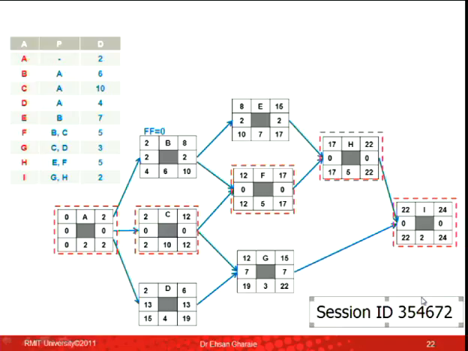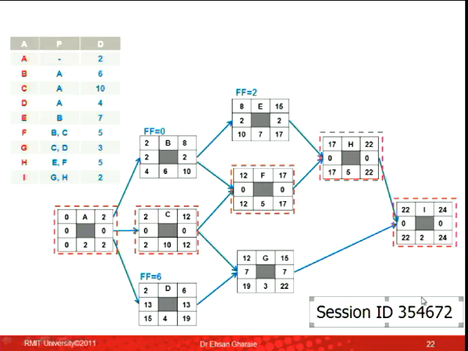What is the free float for activity D? 2 days. So E finishes on day 15, H starts on day 17. Between 15 and 17, I've got 2 days of flexibility. So the free float for activity E would be 2 days. What about activity, where am I, D? What is the free float for activity D? 6 days. So D finishes on day 6, G starts on day 12. Between 6 and 12, I've got 6 days of free float.